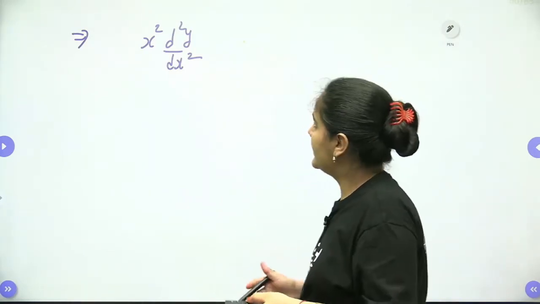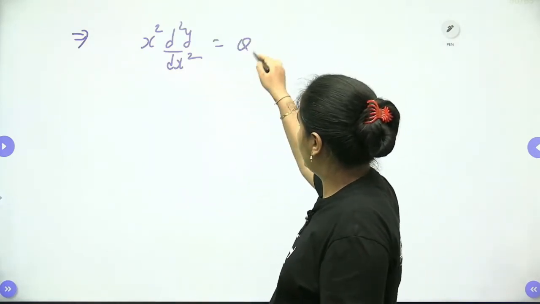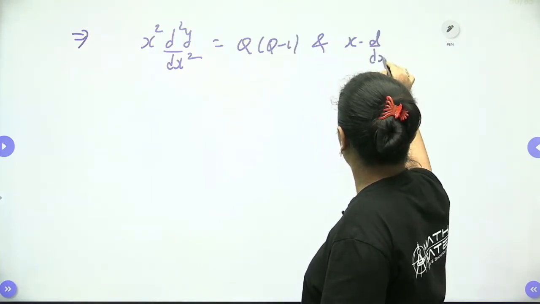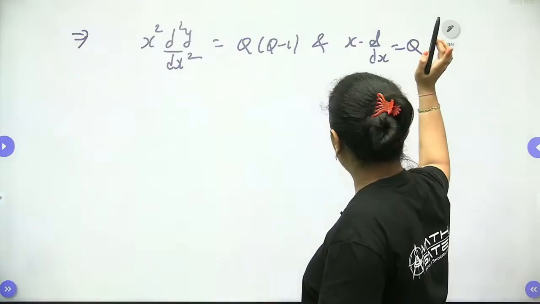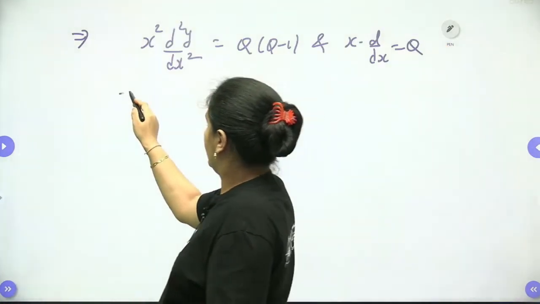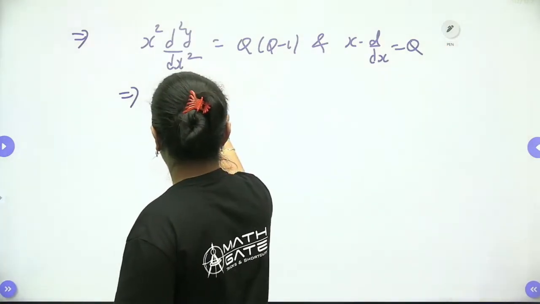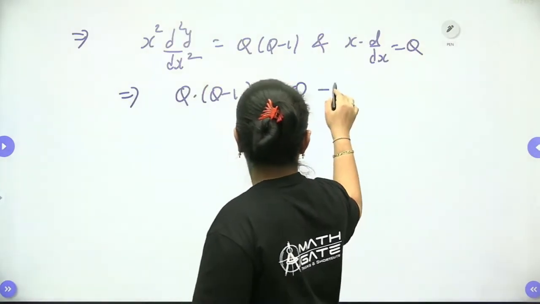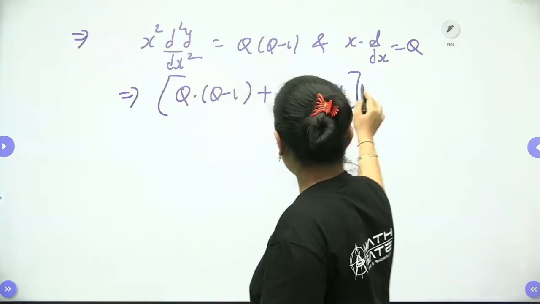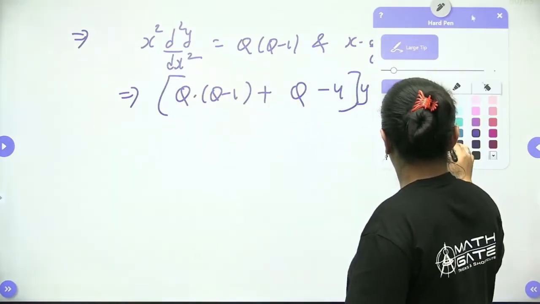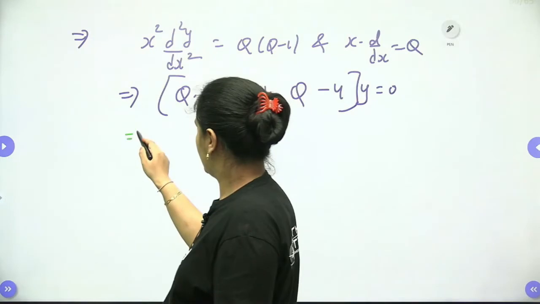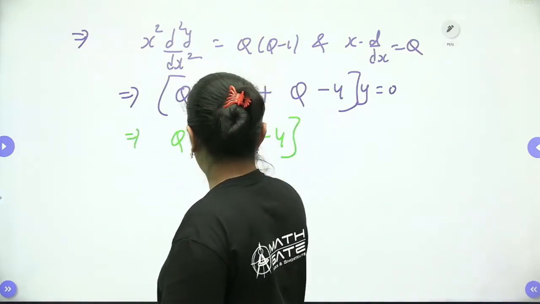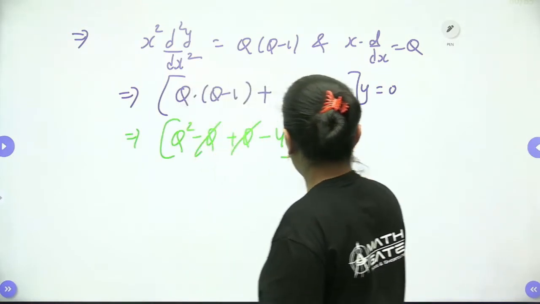We can proceed, right? So x square d2 by dx2 will be q into q minus 1, and x d by dx will be q, right? We have only these 2 things. So the equation will be q(q minus 1) plus q minus 4 applied to y is equal to 0. When we approach it, it will be q square minus q plus q minus 4 again. Q and q will cancel out.